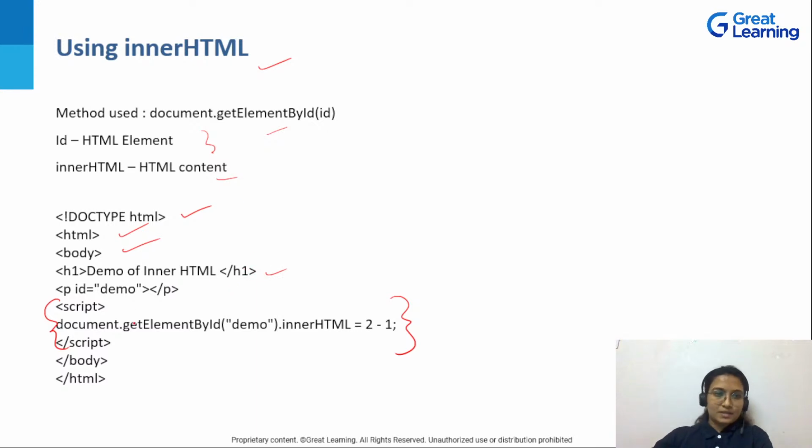I'm using h1. So you have one ID. The ID name is demo, say for example. So inside the script, what you are writing is document.getElementById. So what is the ID of the element? Demo. This is the demo. And .innerHTML is equal to 2 minus 1. What it has to show in this, I'll execute this program and show, right? What it will show here is the answer as 1, 2 minus 1.